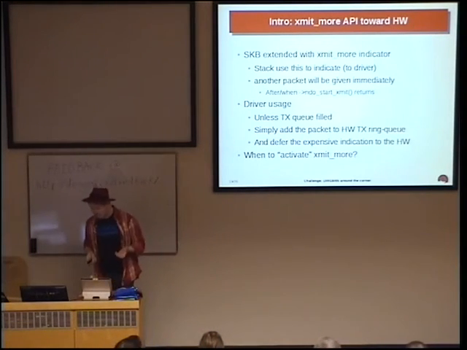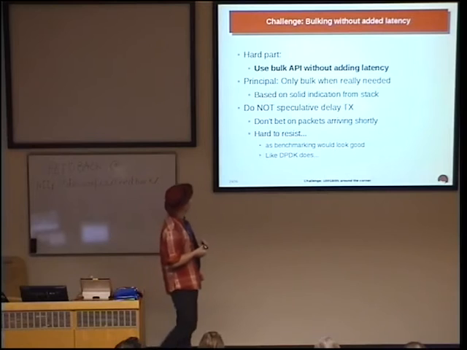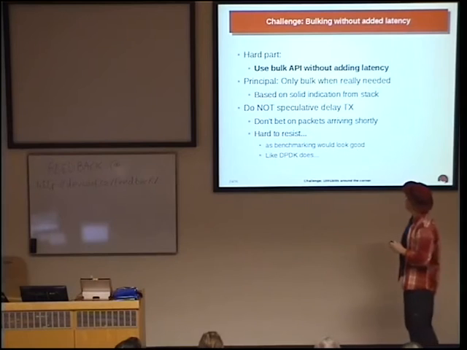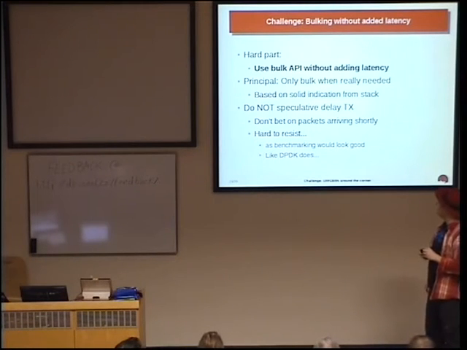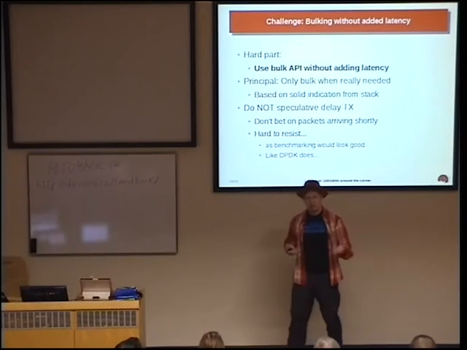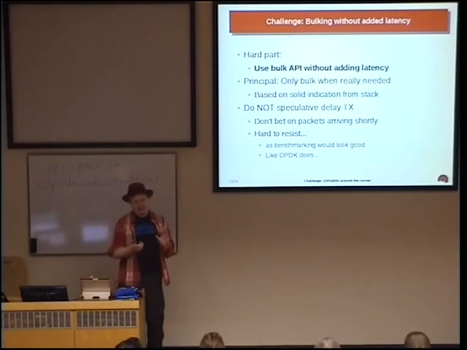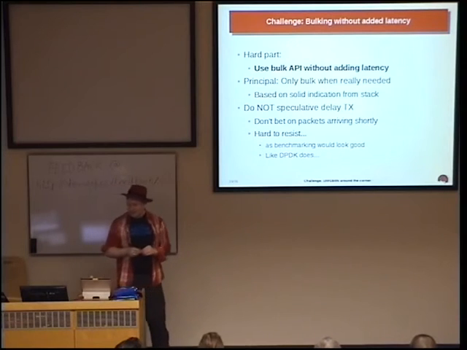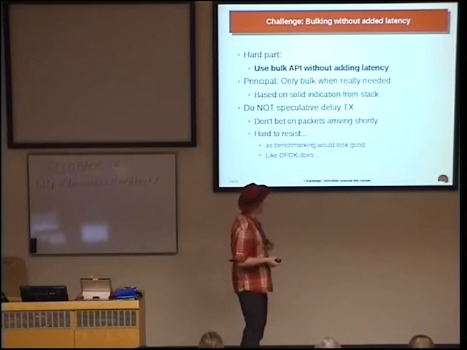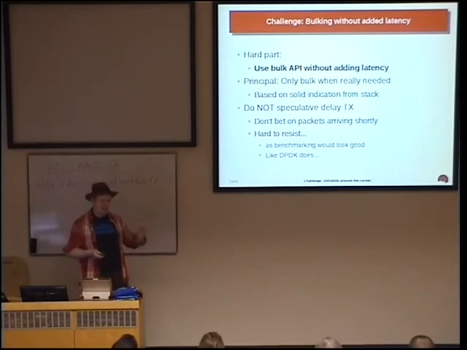But when could we actually activate this? Because the hard part is using this without introducing latency. That's one of my goals. So we should only bulk when it's really needed, and we should base it on some solid indication from the network stack. We could just speculate, like delay a little bit on the transmit. It's really hard to resist because the benchmark looks so good, right? But I'm not going to fake these. I'll pursue the correct technical solution for the kernel.